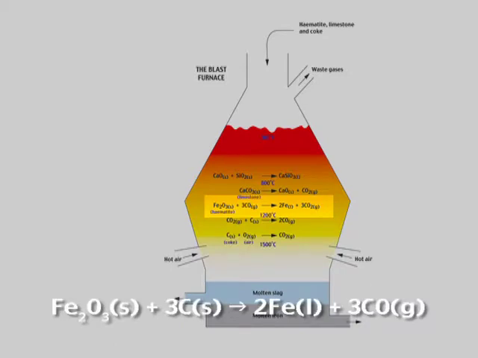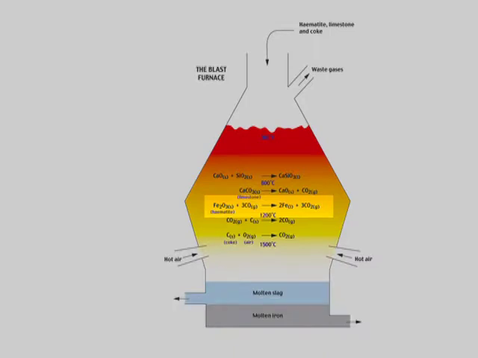Both carbon and carbon monoxide are reducing agents or reductants. Note that at these temperatures, iron is in the liquid state. It runs to the base of the furnace where it is tapped off. But why is limestone present in the furnace?